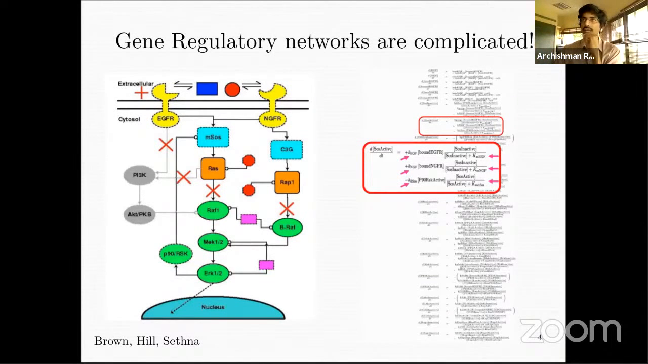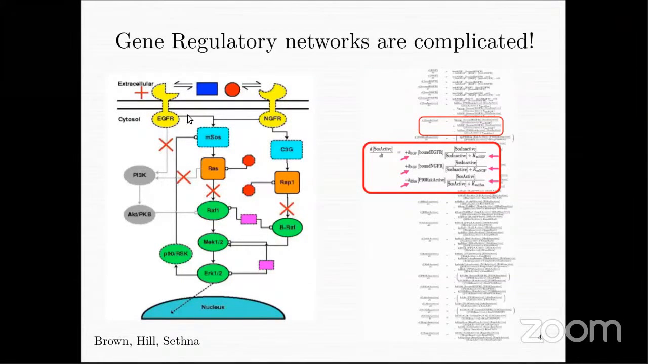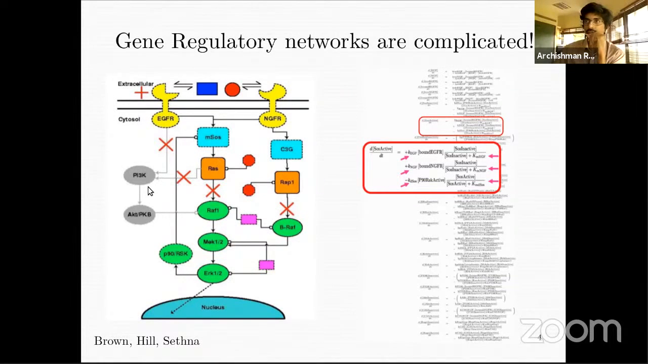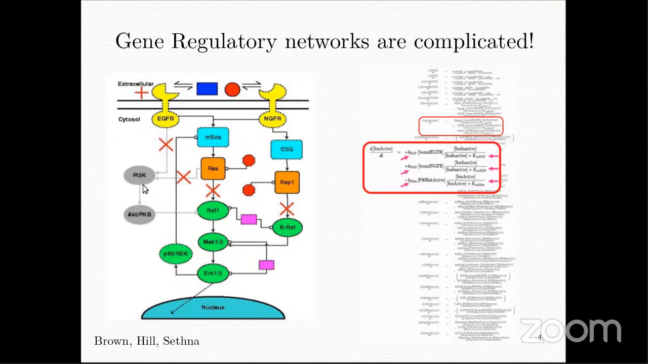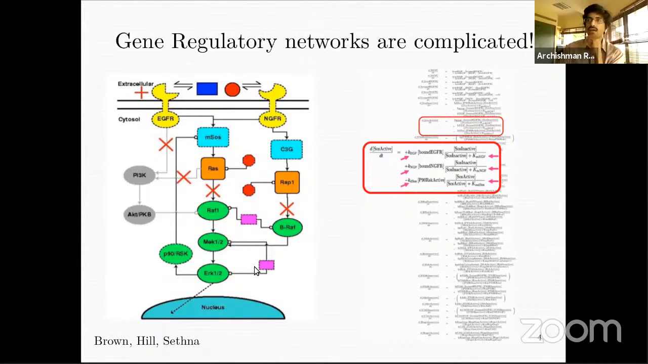It's some ligand, the cell has some receptors, and the ligand binds to the receptors. And then there's some complex gene regulatory network inside the cell. These are all proteins which either activate or repress other genes, and there's some transcription. So there's some complex network of interactions, which then finally leads the cell to make a decision.